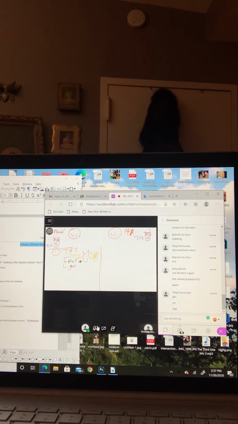Yes, we talk about the SIM citrate. Okay, the SIM. So here, the SIM, just make it a different color. For the SIM, S is for the hydrogen sulfide, H2S. I is for what? M is for motility. Good. And I is for the indole production or not.